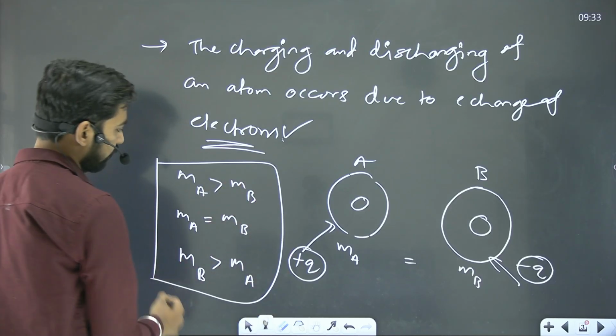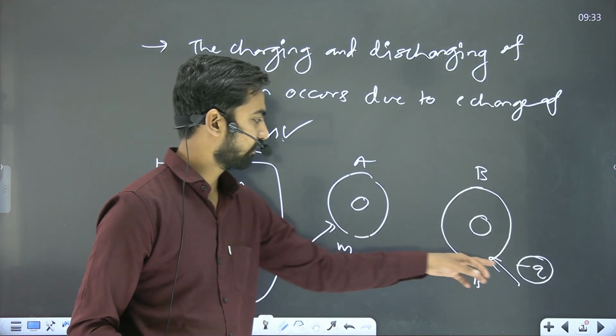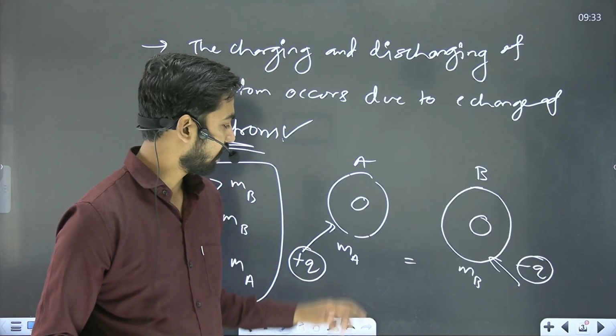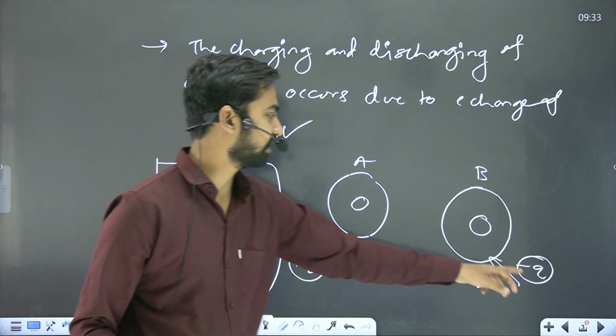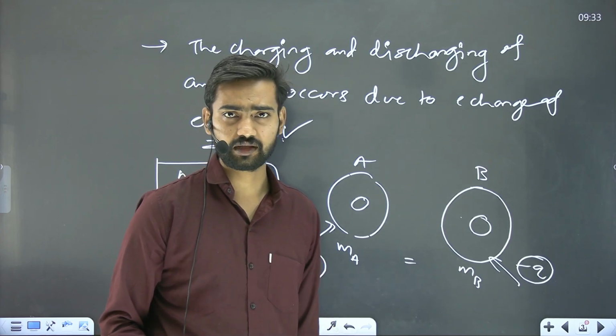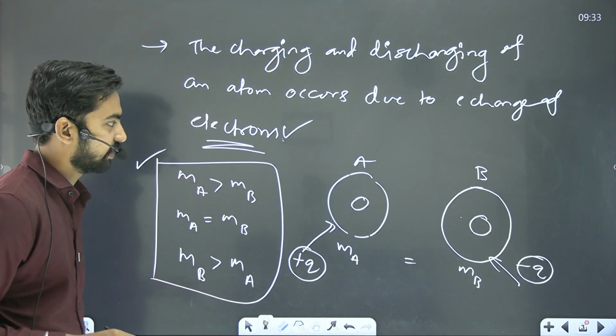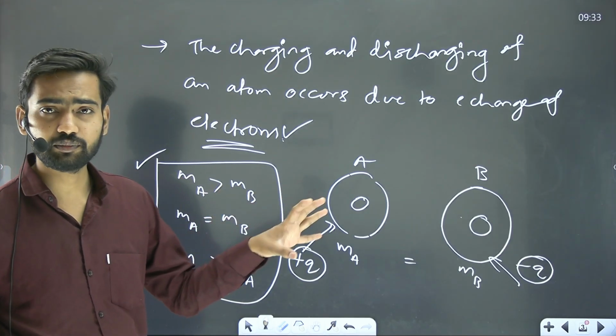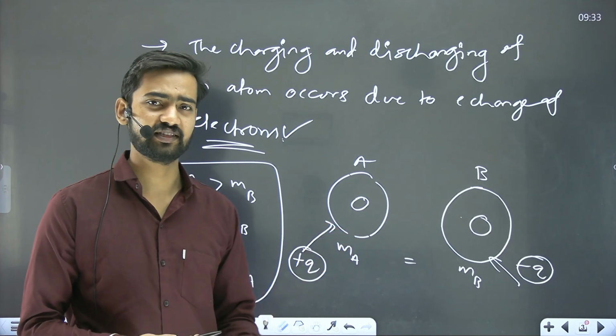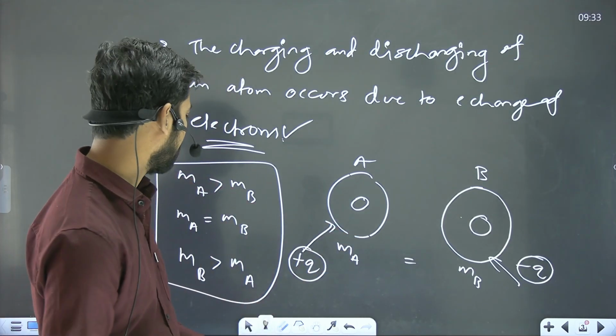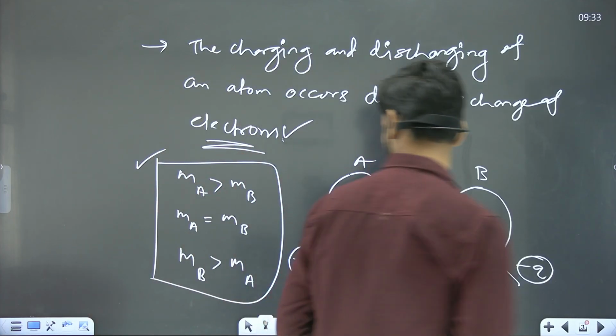After this process, when I have added some charges to this atom, I have added plus Q to this atom A and minus Q to this atom B. Now what will happen? What will be the change in the mass of these atoms? Whether the mass of A will be greater than the mass of B, or the mass of A will remain the same as the mass of B, or the mass of B will be higher than the mass of A.